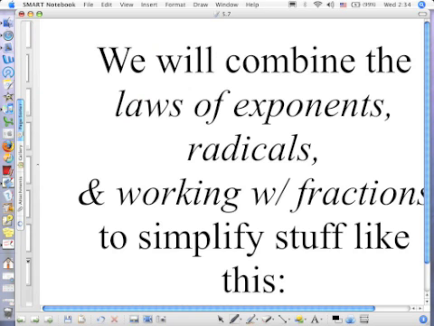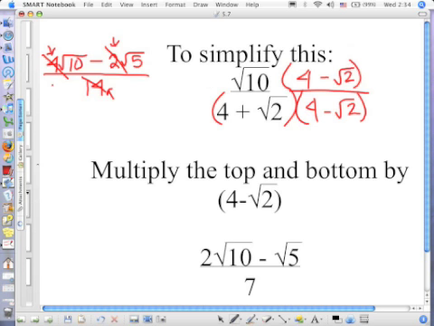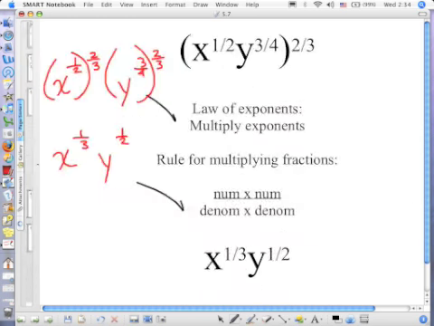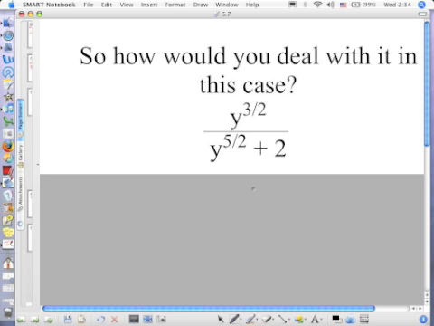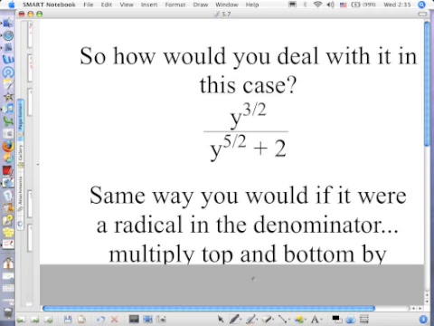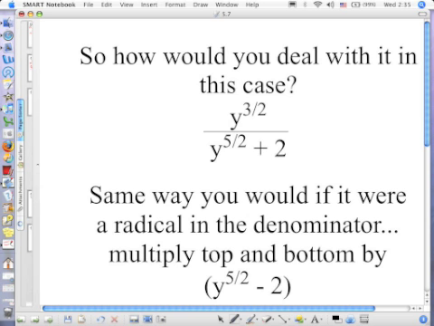When we had a radical in the denominator of a fraction, we know how to handle it, don't we? So if fractional exponents are the same as radicals, wouldn't we handle this the same way? We handle it the exact same way. So we multiply the numerator and denominator by y to the 5/2 minus 2. You handle it the same way as if it was a radical, because it is the same thing as a radical. All right? Which means now we have to go back to the laws of exponents when you're multiplying.